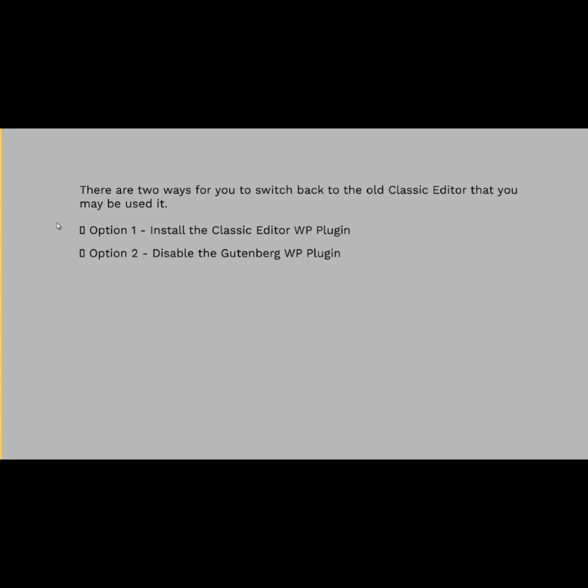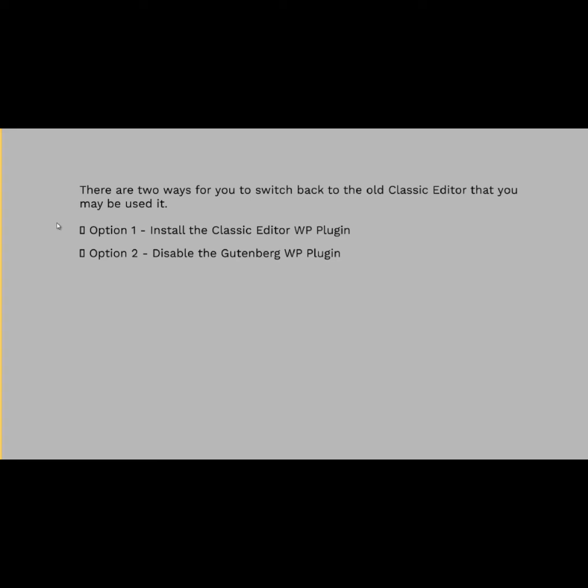Option 2, the reason why I included this was because some of your clients or some websites that might be outdated, that haven't been updated, may be utilizing the Gutenberg WordPress plugin. But from now on, all of the WordPress updates include the Gutenberg editor built into it. So if that's the case, you will need to use option 1. Option 2 is very obvious. If somebody installed the Gutenberg WordPress plugin, they would simply need to disable it.